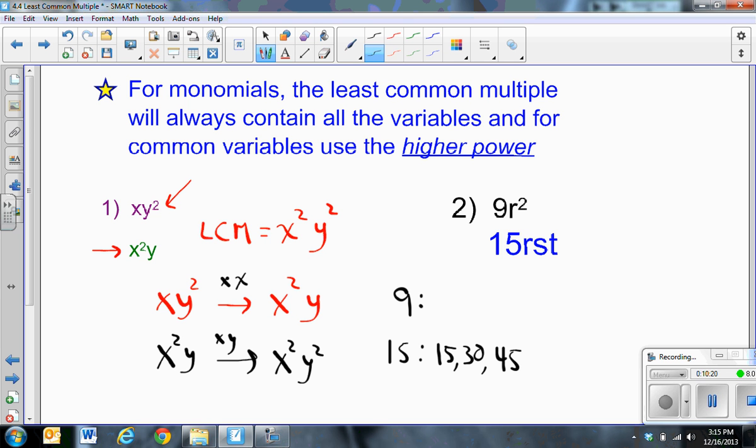So we know the least common multiple here, I'll write it in red, the number part is going to be 45. It's the smallest number that both 9 and 15 divide into. It's going to have an r, an s, and a t, all the variables. Okay, and it's also going to have the highest power of all the variables. The highest power of r is to the second power, and then for s and t just to the first power. So that's it.